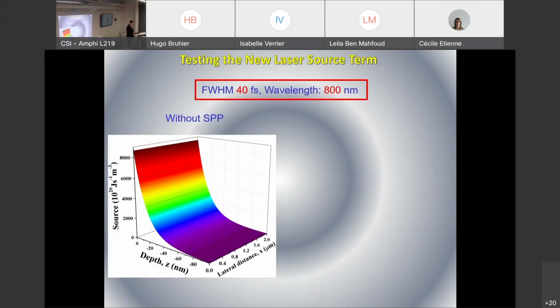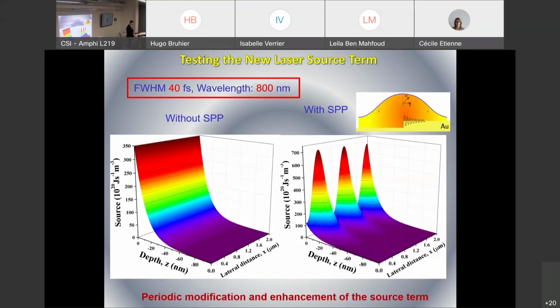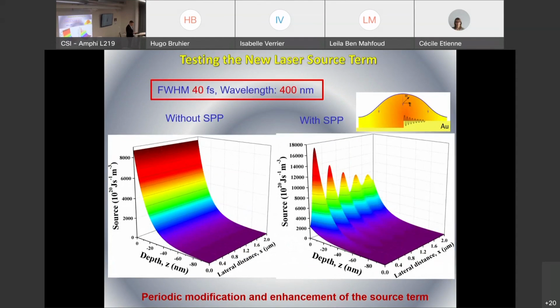The first attempt to build how the laser energy will be absorbed was quite successful. So this is the intensity redistribution in depth and lateral distance for the case without surface plasmon polariton excitation and with. And the modulation is actually a function of wavelength. So for shorter wavelength, as you can see, the decay of this modulation is much faster. So we will work with a shorter wavelength from the point of view of molecular dynamics because it's just more efficient.